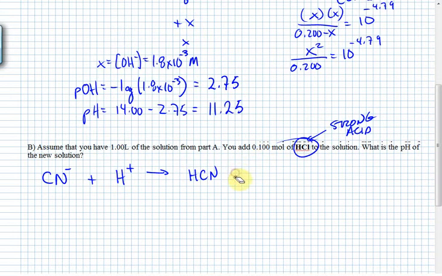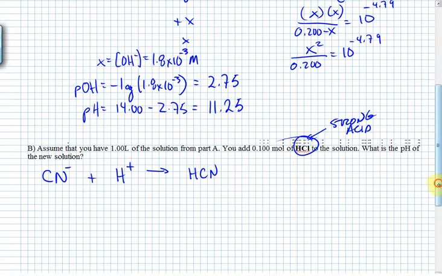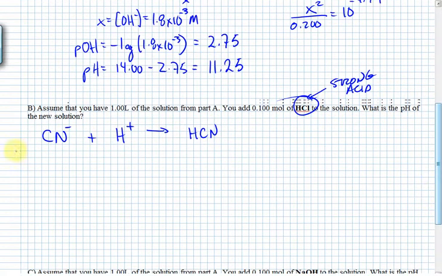Okay? Good. So, what's going on here? Again, set up our initial conditions, our change, and our equilibrium. Initially, I've got 0.200 moles of CN minus. Again, a 0.2 molar solution in a volume of 1 liter. I've got 0.200 moles. I'm adding to that a tenth of a mole of H plus. And I initially have no HCN.